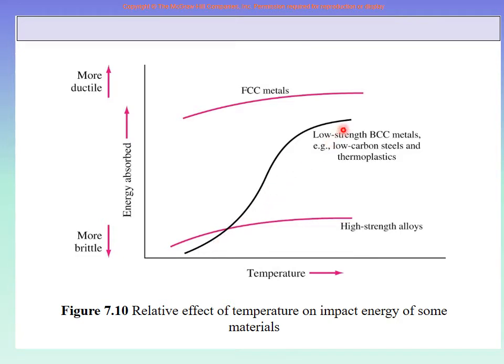So this behavior, that at normal temperatures they have good toughness, they have good ductility, but at low temperatures near freezing and below, they become very brittle with very low toughness. That is why it is called ductile to brittle transition, and the temperature at which this happens is called the ductile to brittle transition temperature.